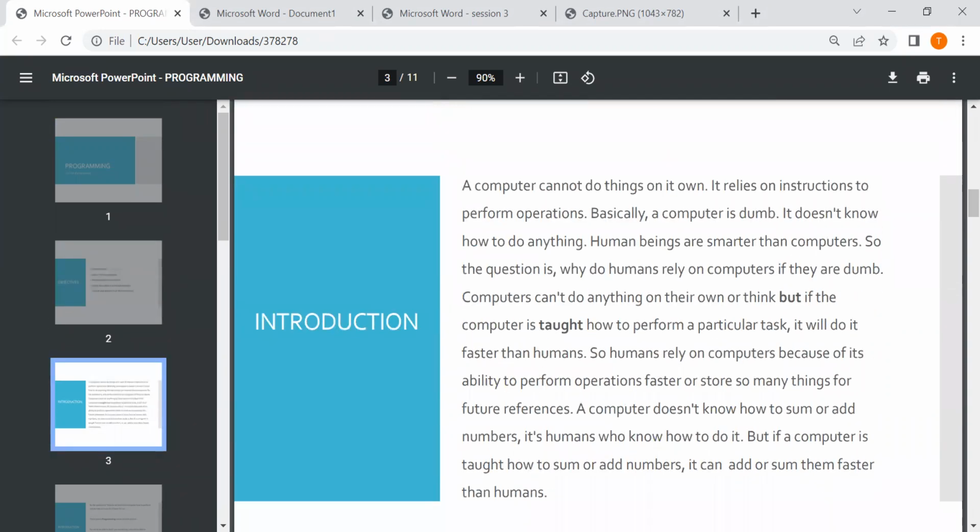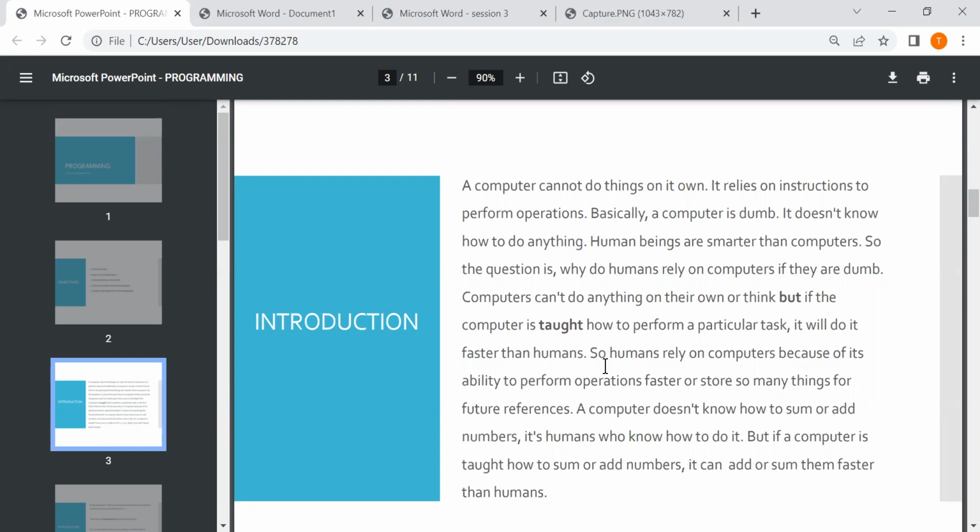So I wrote this text myself, and all I was trying to say here is a computer cannot do things on its own. It relies on instructions to perform operations. Yeah, so computers are dumb. Basically, computers are dumb. They don't know how to do anything. Computers don't know how to calculate numbers, add numbers, subtract numbers, perform operations, or assist us. Computers are dumb. But if you teach a computer how to do something, how to perform a particular operation, the computer can do it faster than human beings.